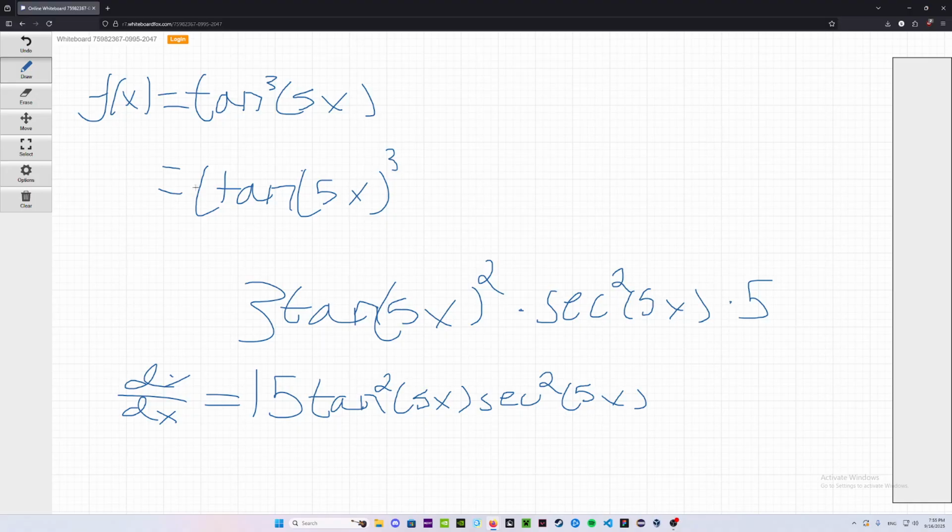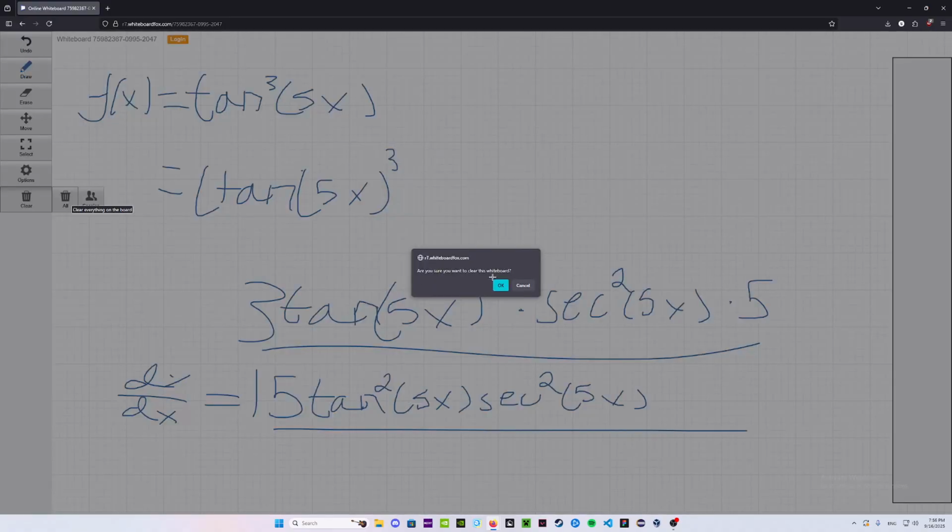How we did this: first we do chain rule for this. We get this power out of the way. We derive that, so then we end up with this, right? Then we have to do the inside, and then we end up with secant squared 5x. Then you get the derivative of this, which is just 5. Multiply it all together. There you go. So let's do two more. We have two more to go.